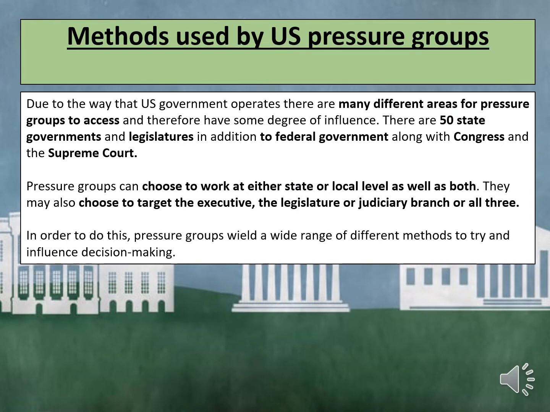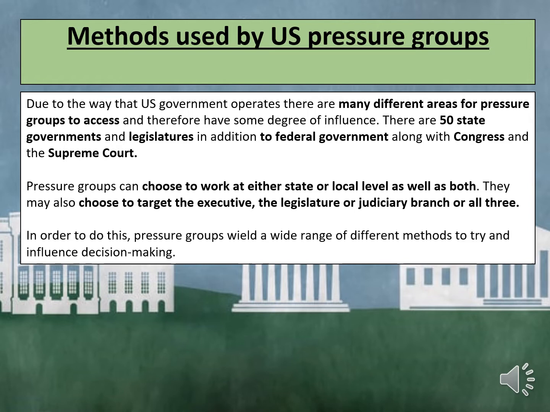Due to the way that US government operates, there are many different areas for pressure groups to access, and therefore have some degree of influence. There are 50 state governments and legislators, in addition to federal government along with Congress and the Supreme Court. Pressure groups can choose to work at either state or local level, as well as both. They may also choose to target the executive, the legislative, or the judiciary branch, or all three.